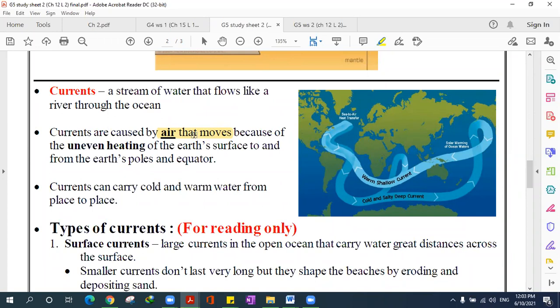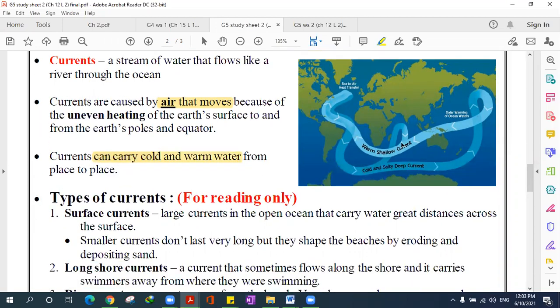So because the Earth's surface is not heated in the same way, there is a difference in temperature or heating, that's why there is a difference in air movement. If you remember, the cold air is heavier, so it goes down, and the warm air goes up. This movement starts making currents. Currents carry cold and warm water from place to place. You can see here on this picture how currents move through the whole ocean. Can you guys see that?